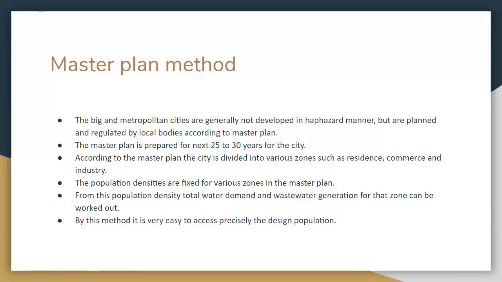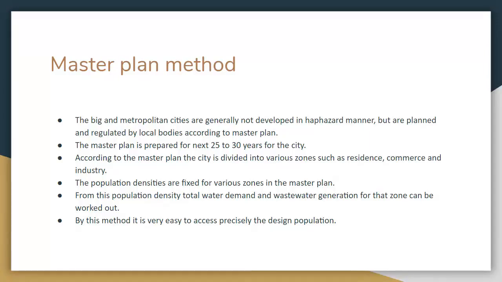According to the master plan, the city is divided into various zones such as residential, commercial, and industrial. The population densities are fixed for various zones in the master plan. From this population density, the total water demand and wastewater generation for that zone can be worked out. By this method, it is very easy to assess precisely the design population. This is the master plan method.